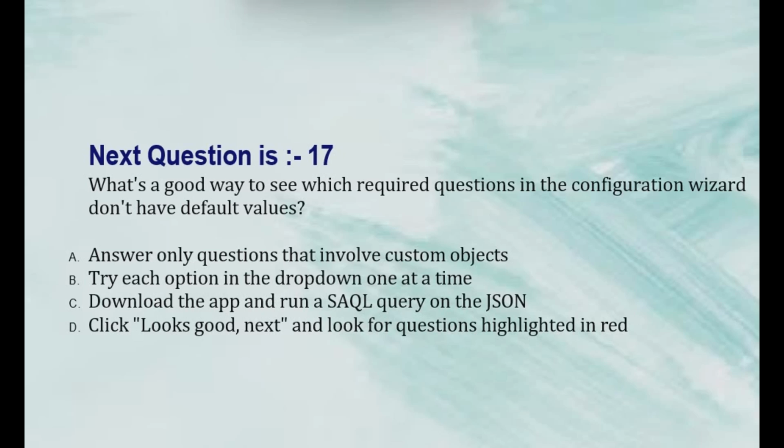Question is, what is a good way to see which required questions in the configuration wizard don't have default values? Option A, answer only questions that involve custom objects. Option B, try each option in the drop-down one at a time. Option C, download the app and run a SQL query on the JSON. Option D, click Looks Good next and look for questions highlighted in red. Correct answer is option D.